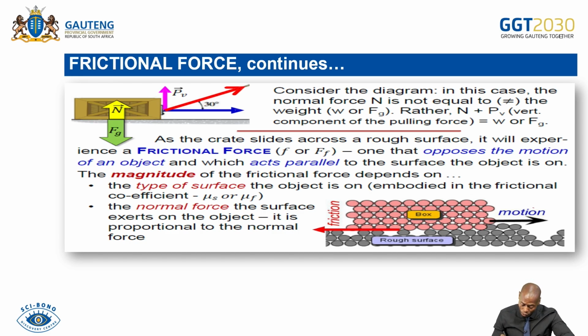Then we are saying it's a force that opposes the motion of an object. So if the motion of the object is to the right, then your frictional force will act to the left. So it's a force that opposes the motion of an object. If an object is moving towards the right, for example, your frictional force will act in the opposite direction.